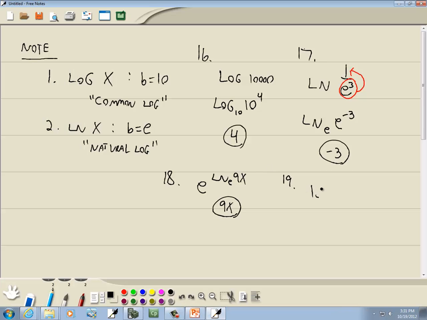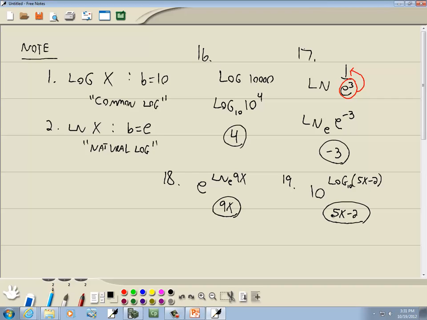And our last problem here, we got 10 to the log of 5x minus 2. Now we just have log here. This is our first case where we have no number, but it says log, that's base 10. Well, again, these 10s match, then log and the 10 cancel, and our answer is 5x minus 2.